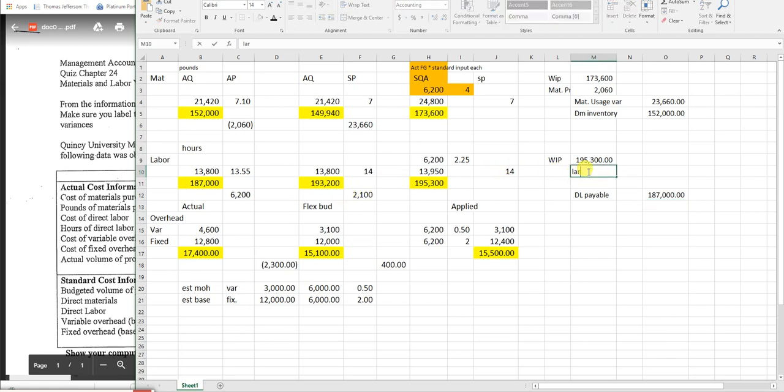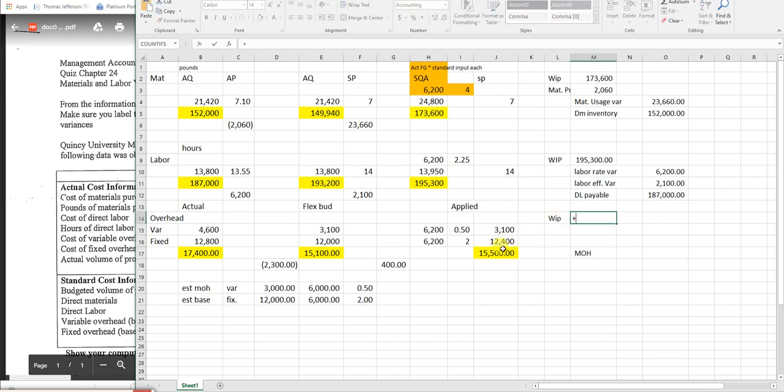So I have my labor rate variance, and I have my labor efficiency variance. And my labor rate variance is 6,200, and my labor efficiency variance is 2,100. And so now I'm going to double check that my debits equal my credits. So I have debits of 195,300, and I have credits of 195,300. So I'm good. And then the last one, I debit WIP, and I credit manufacturing overhead.